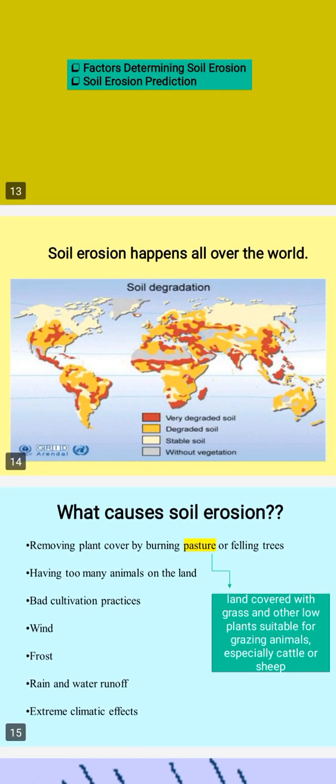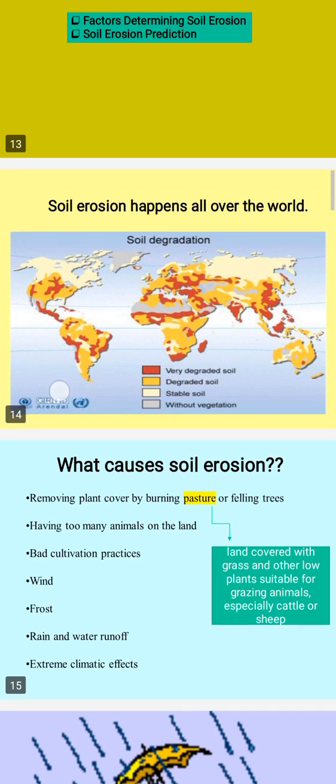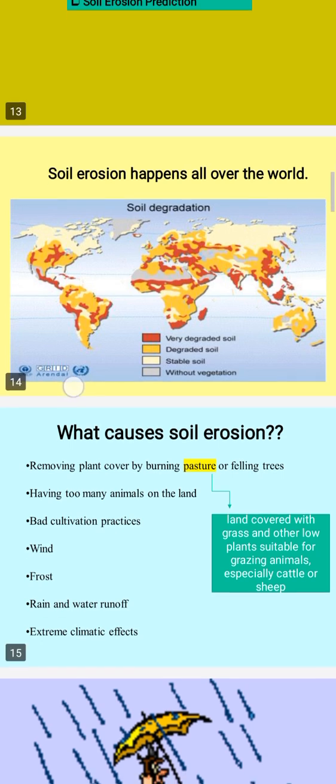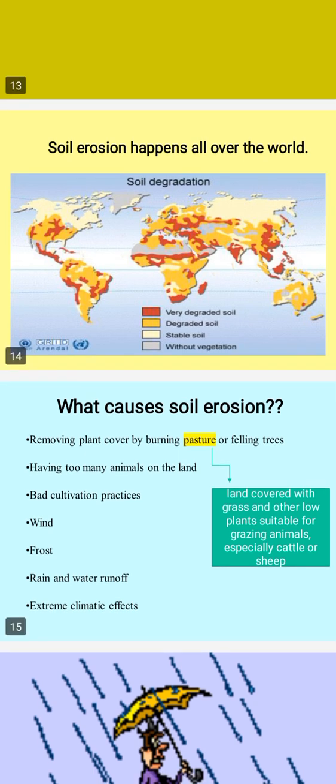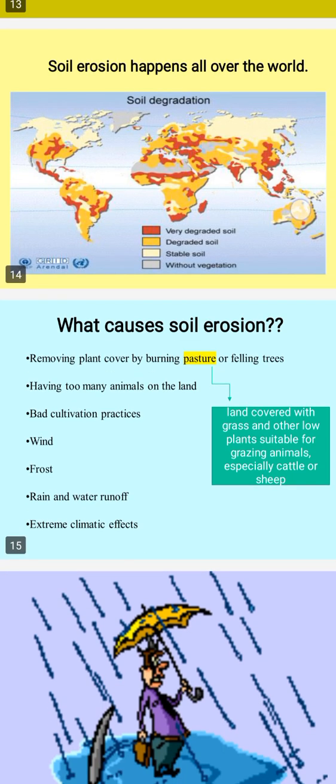Soil erosion happens all over the world. As you can see, the red colored areas are those which are very degraded soil, and yellow colored areas are those degraded soil, and white areas are those areas which have stable soil, and the gray areas are those which are without vegetation. What causes soil erosion?